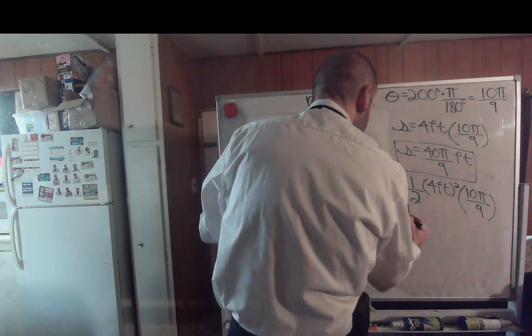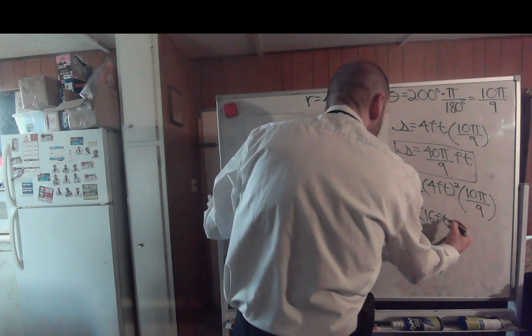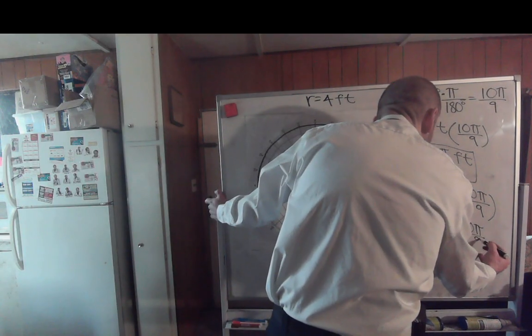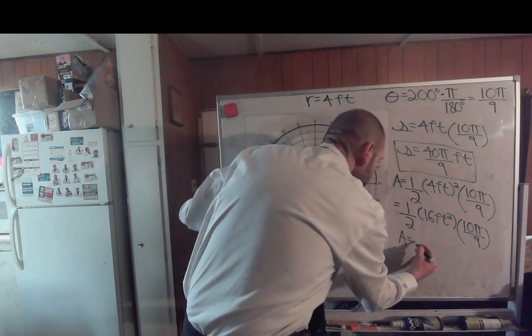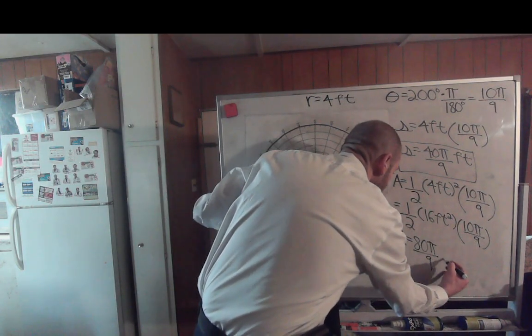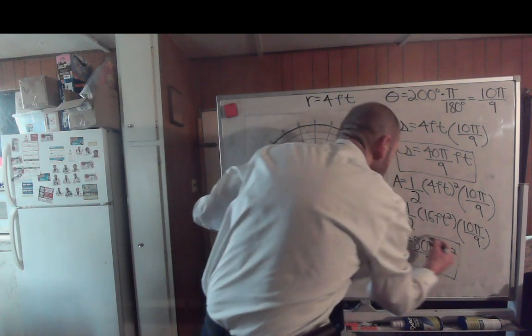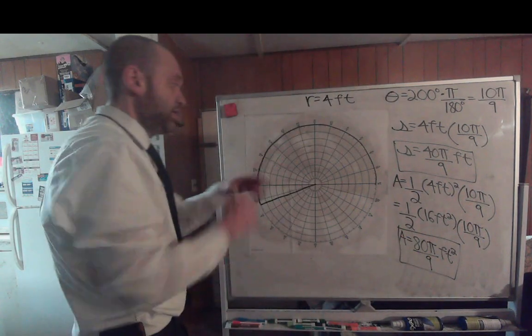So this is going to equal 1/2 of 16 feet squared times 10 pi all over 9, which 16 divided by 2 is 8. That means my area is equal to 80 pi all over 9 feet squared. So my area equals 80 pi over 9 square feet. That would be the area of the sector. I got 2 more.